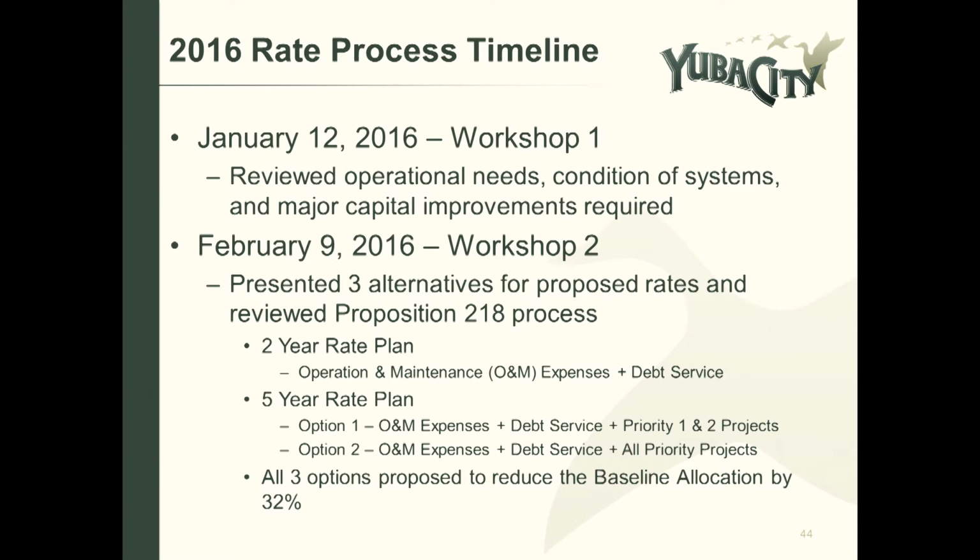On February 9th of 2016, there was a second workshop where I presented 3 alternatives for proposed rates and reviewed the Proposition 218 process. The 3 alternatives the council considered were a 2-year rate plan that only covered operation and maintenance and debt service expenses, and a 5-year rate plan in which option 1 was O&M expenses, debt service, and the priority 1 and 2 projects, and option 2 was O&M expenses, debt service, and all priority projects. All three options proposed to reduce the baseline allocation for the water bill by 32%, because that was the city's mandate from the state at that time to reduce water consumption.